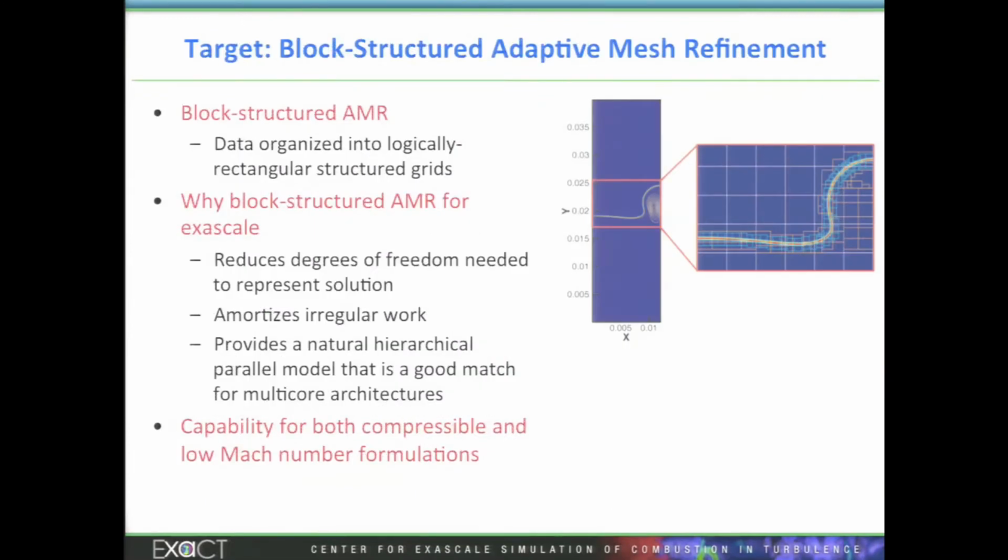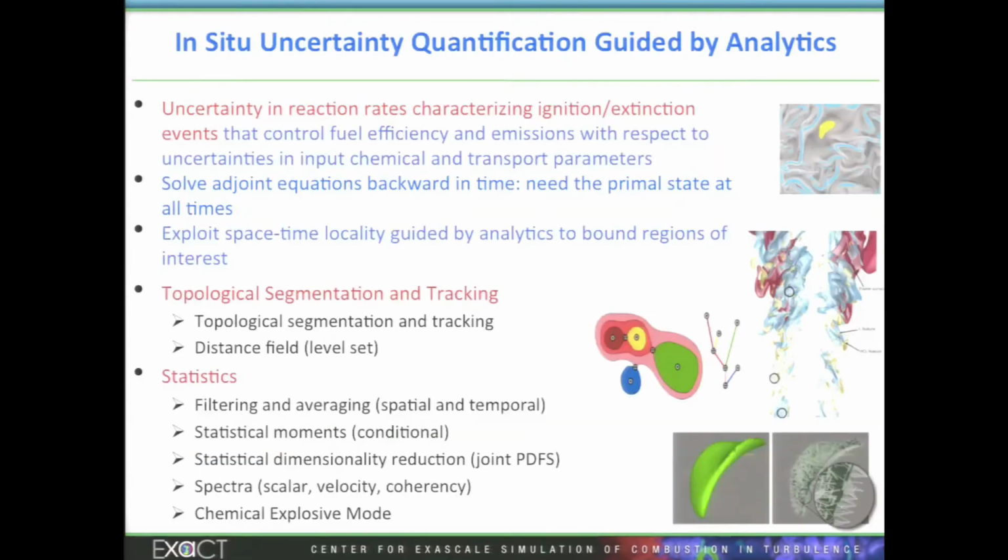So block structured AMR, we need that to move up in pressure because of the disparity in scales. The scales of flames and ignition phenomena get down to about a micron, and there's quite a difference in scales between the turbulence scales and the flame scales. And block structured AMR reduces the number of degrees of freedom needed to represent the solution, and it presents a natural hierarchical parallel model that's well suited to these multi-core architectures.